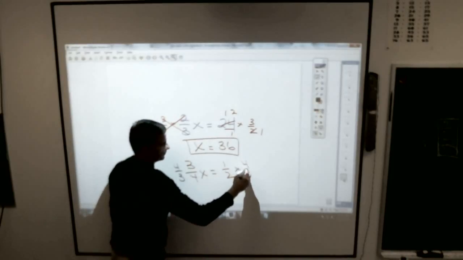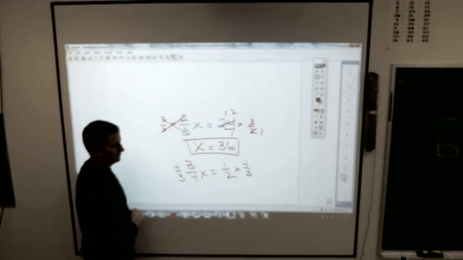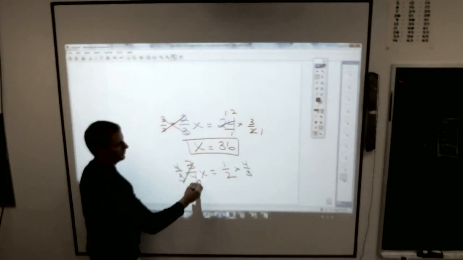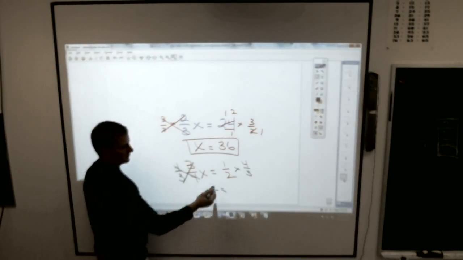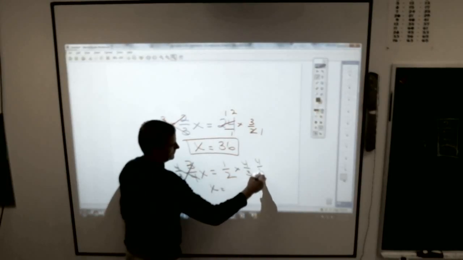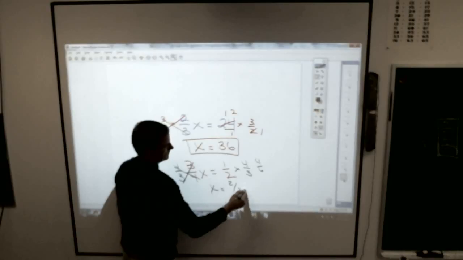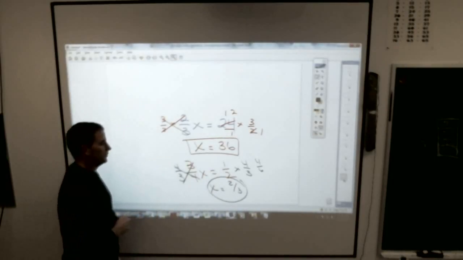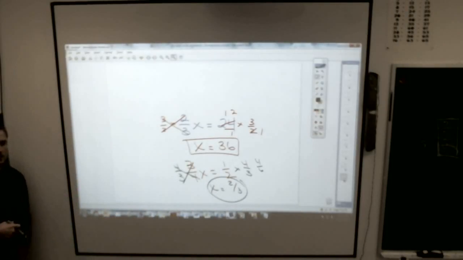4/3 times 1/2. So this crosses off, you're left with just the x. This gives you 4/6, which reduces down to 2/3. How many of you knew that 3/4 times 2/3 is 1/2?